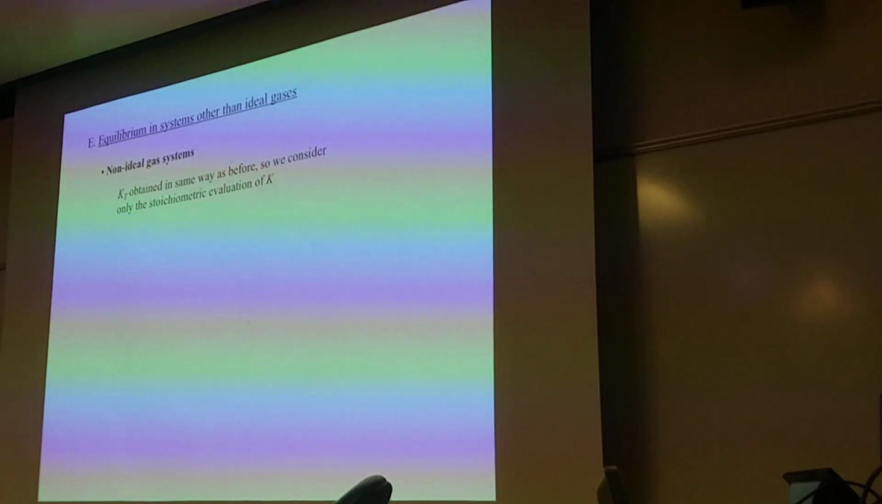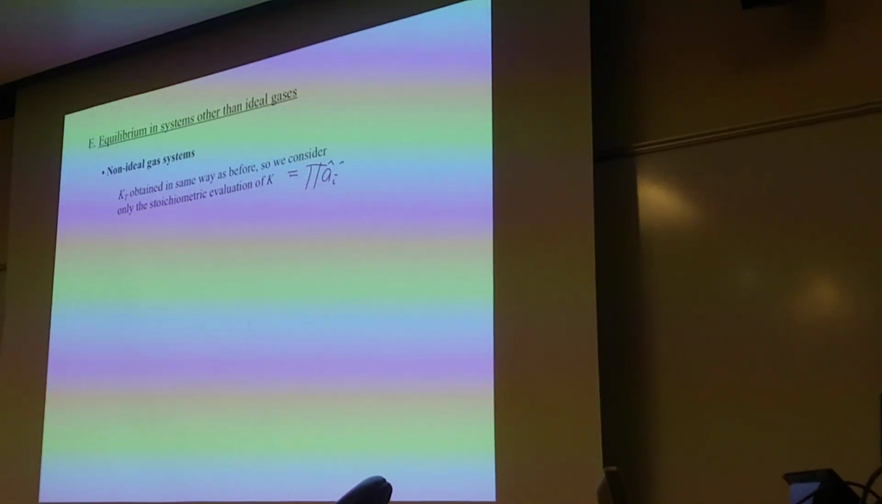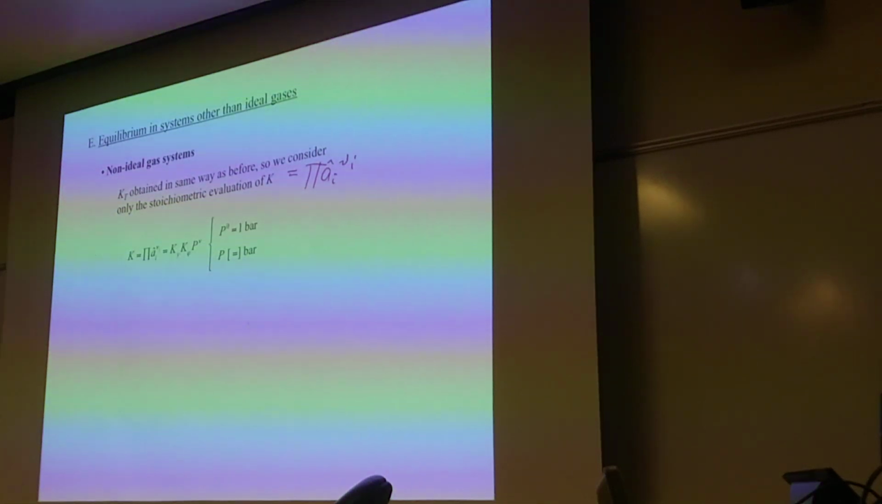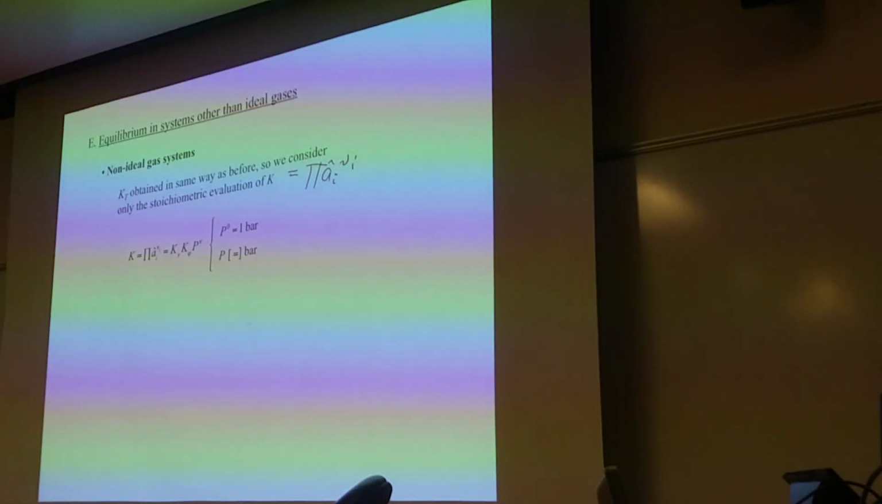So we're looking at what I'm calling the stoichiometric evaluation of K. That is, K here as a product of these activities. That's what I'm talking about. So it can be decomposed into a product of 3 things, the Ky for non-ideal gas systems, so Ky times K phi times the pressure raised to an exponent, which is the stoichiometric number for the reaction.